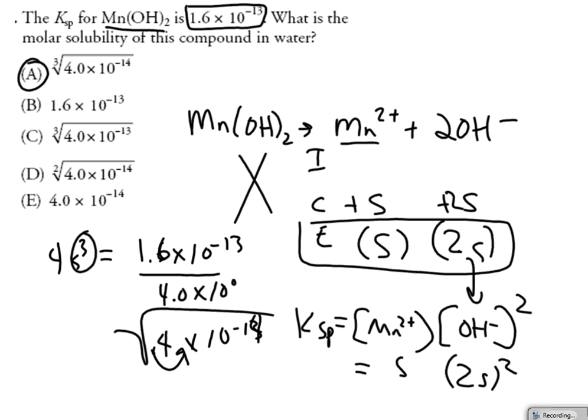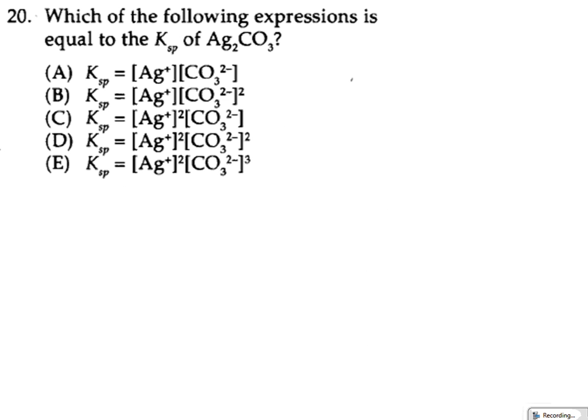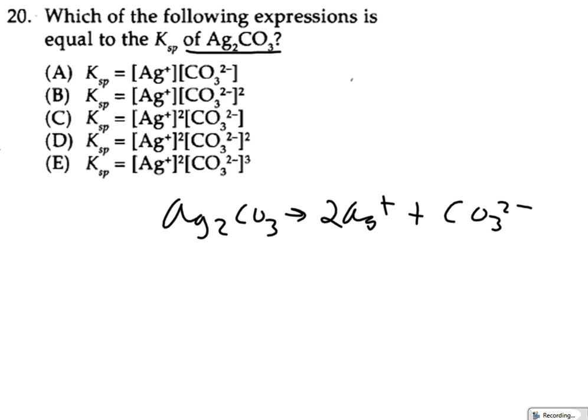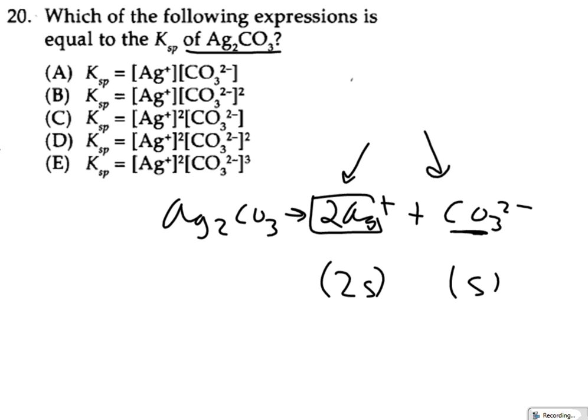Next one, which of the following expressions will be equal to the Ksp for this? If I take Ag2CO3 and drop it in water, I'm going to get 2Ag plus and CO3 2 minus. In my little mini ice table on my ratio, this is 2S and this is S. Be aware of the ion concentration. If they gave you silver, it would be double what carbonate is.